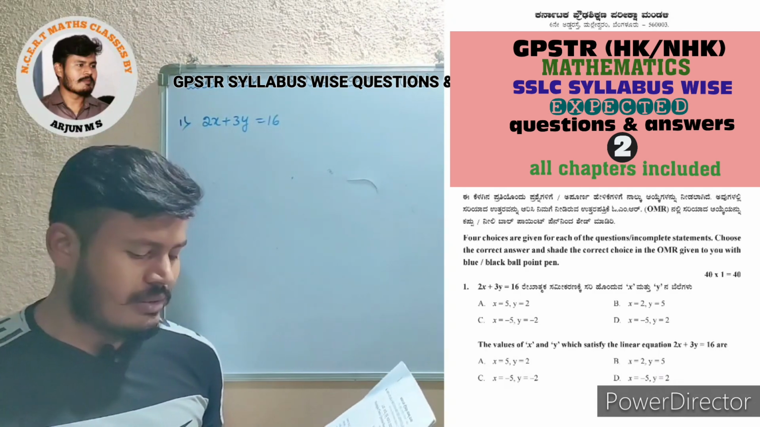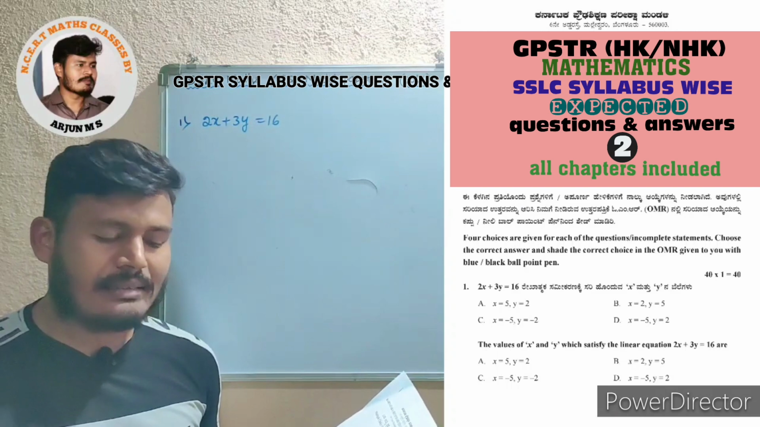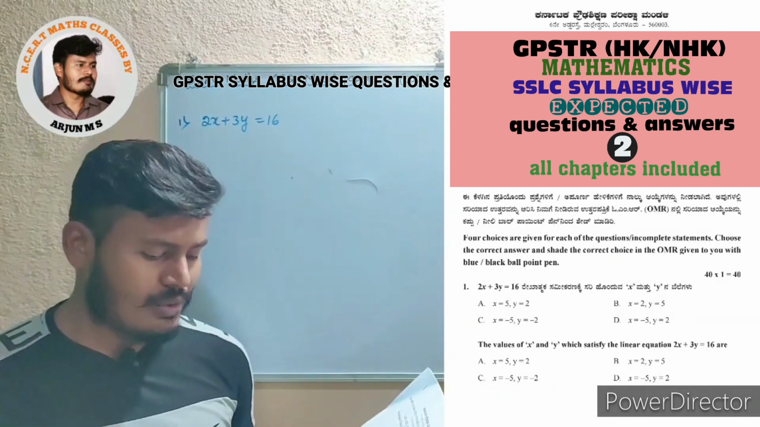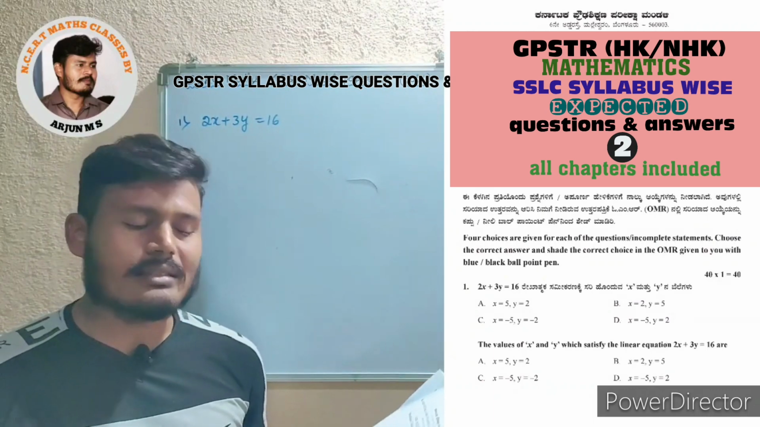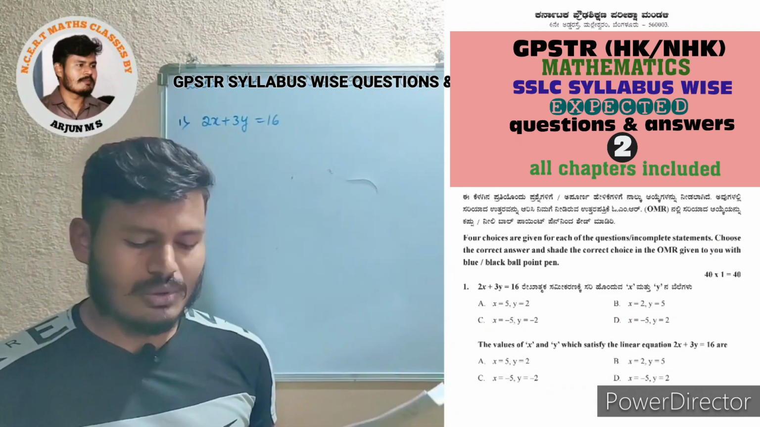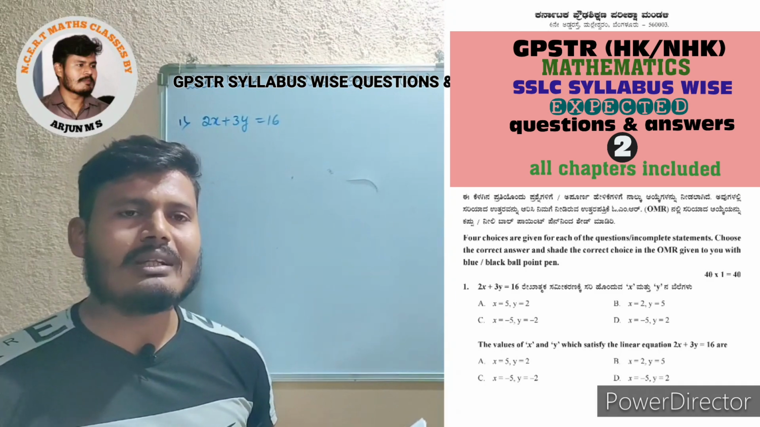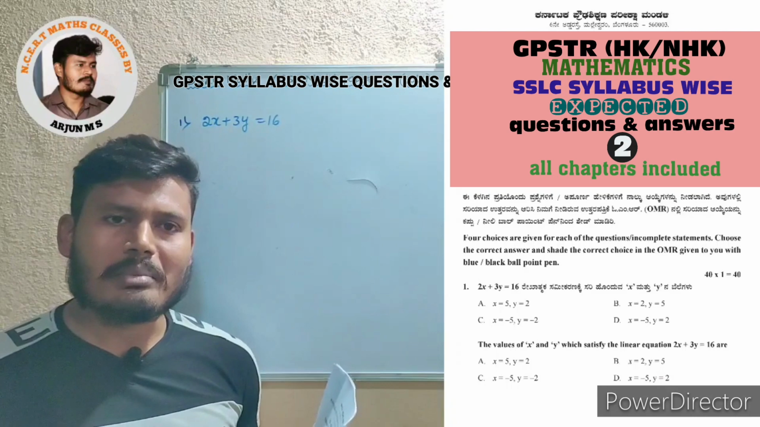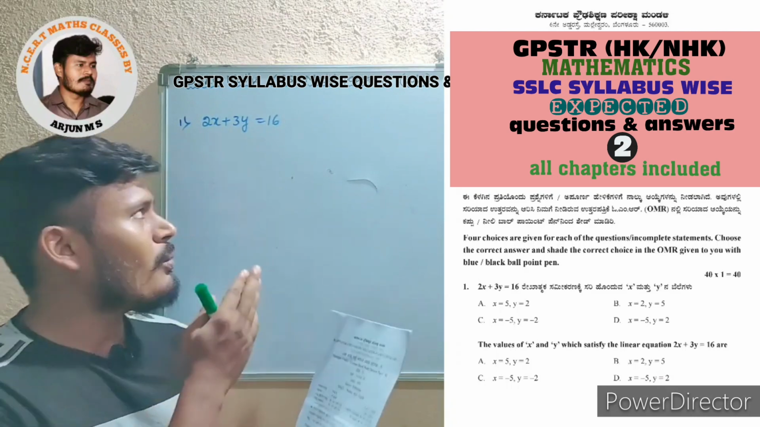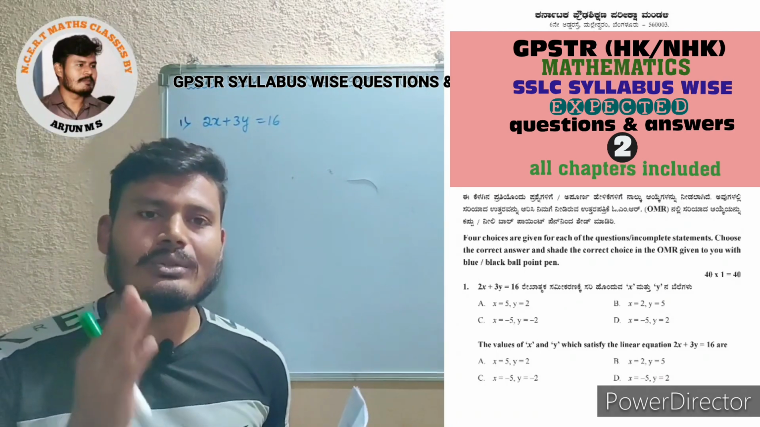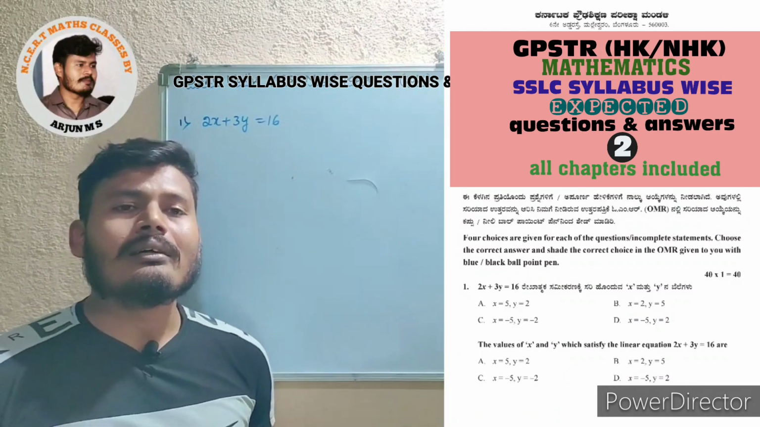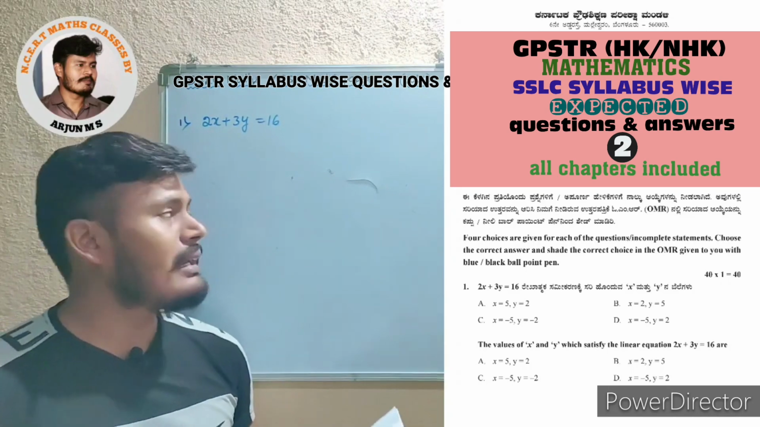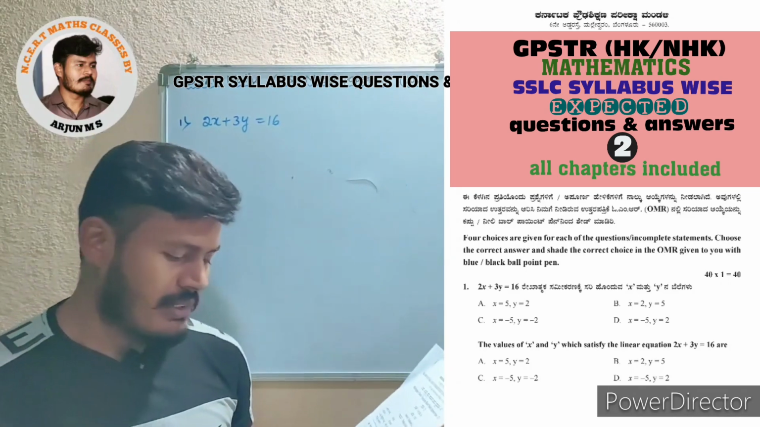Option A, x is equal to 5, y is equal to 2, and option B, x is equal to 2 and y is equal to 5, and option C, x is equal to minus 5 and y is equal to minus 2, and the last one, that is x is equal to minus 5 and y is equal to plus 2. We know that a similar question was asked in the previous question paper also. So what we have to do here is apply the trial and error method. Then you can easily get an answer for this question.